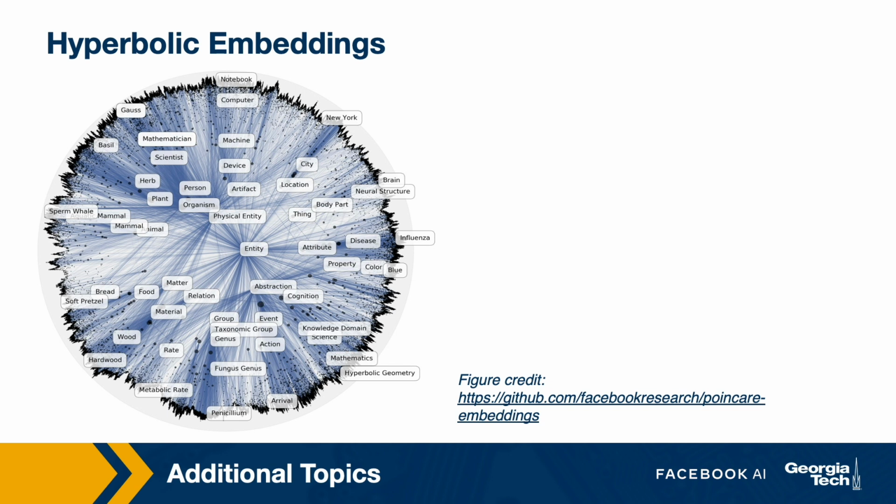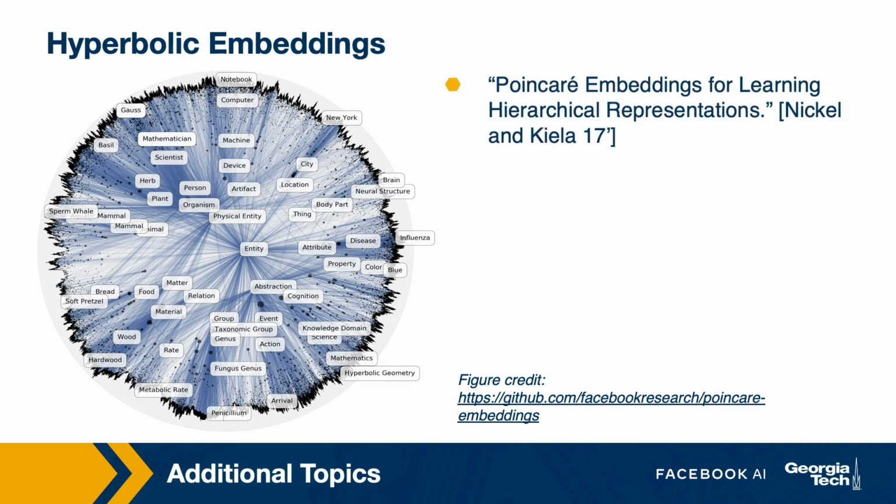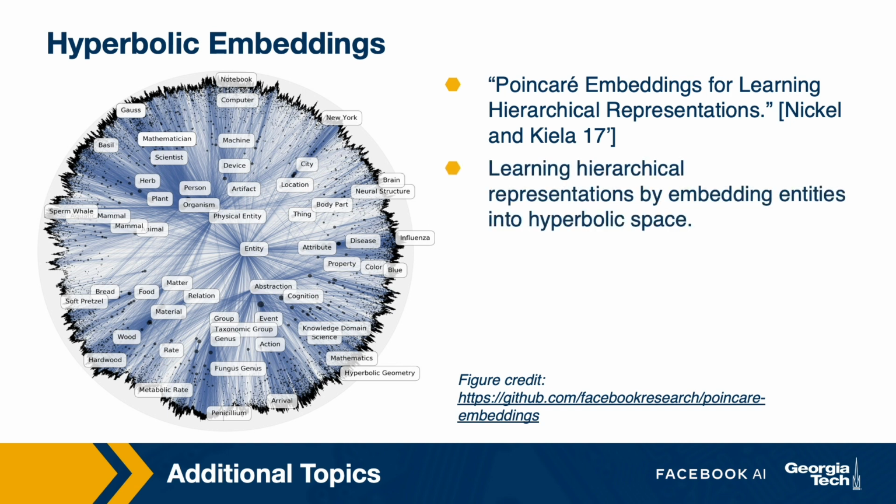So far, we've learned about word and graph embeddings in Euclidean distance. More recently, there is an interesting body of work on hierarchical embeddings. For instance, the work of Maximilian Nickel and Douwe Kiela in NeurIPS 2017 learned hierarchical representations by embedding entities into hyperbolic space using Poincaré distance. The key idea is that with the natural geometry of hyperbolic space, the embeddings learned discover hierarchies from similarity measurements, which often exist in data.